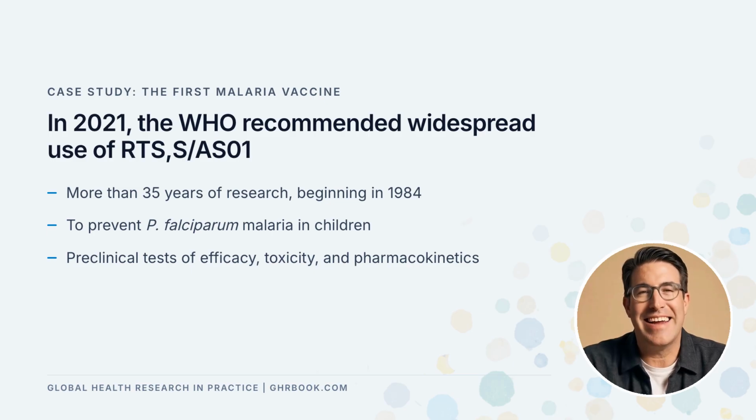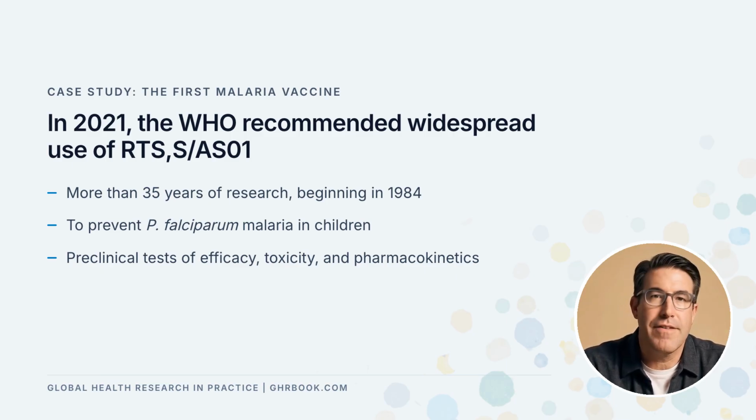To see the whole pipeline in a single case, take the first malaria vaccine. In 2021, after more than 35 years of research, the World Health Organization recommended widespread use of a vaccine candidate called RTS,S to prevent malaria in children. Development began in 1984, and soon after, a promising vaccine candidate entered preclinical research. Researchers performed tests on non-human subjects to collect data on how well the vaccine worked, how much damage it could do to an organism, and how the body affected the vaccine.